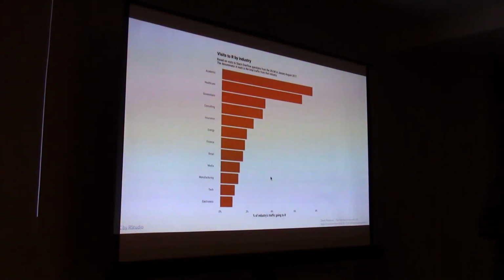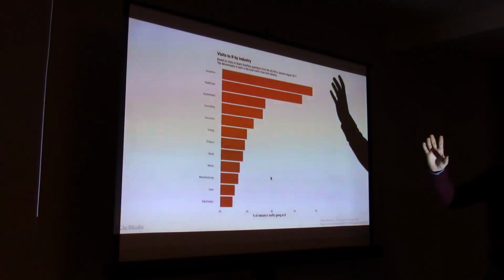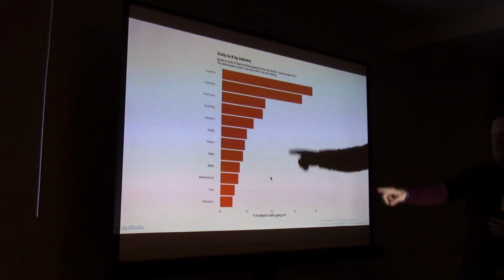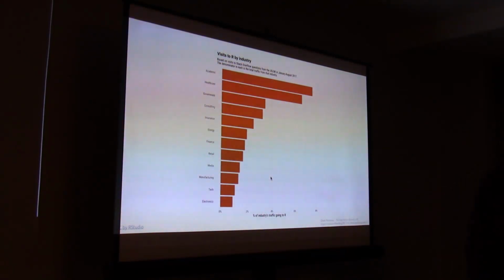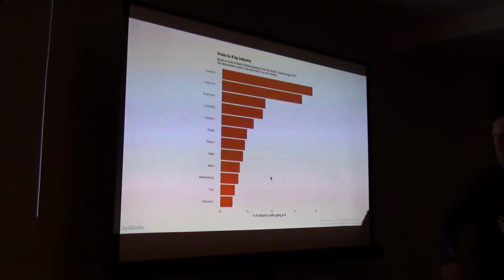So what fields are users coming from? The top two fields here are academia and healthcare, but there's also a wide variety. The majority of our users are coming from those fields, but there's also a long tail of other places, even finance and insurance, and government jobs. There's some tech usage, but it's fairly low.